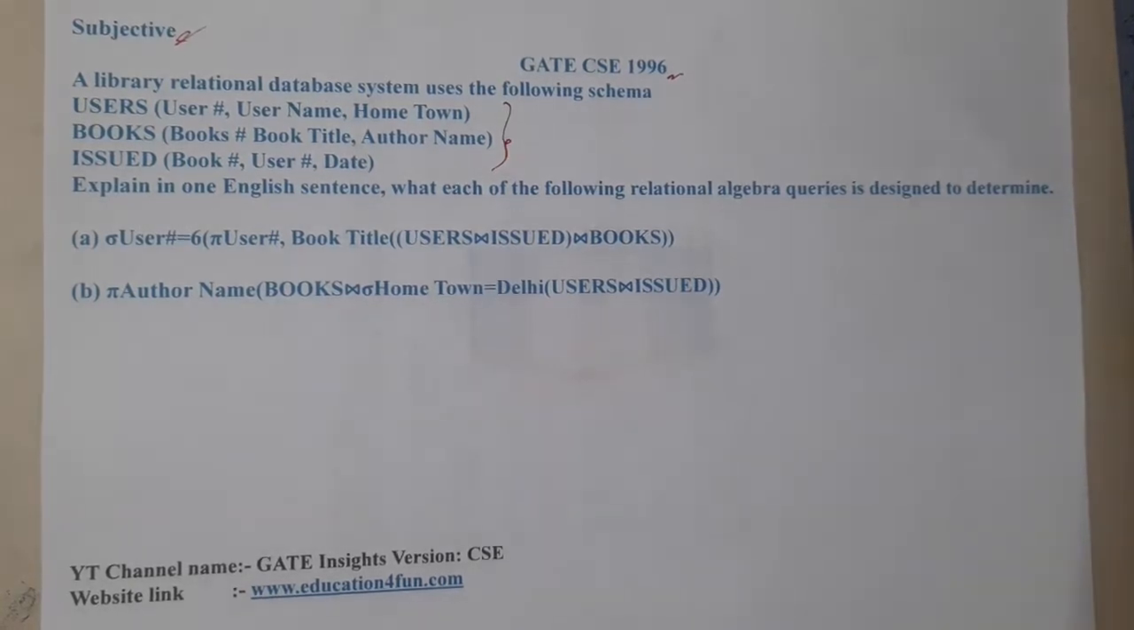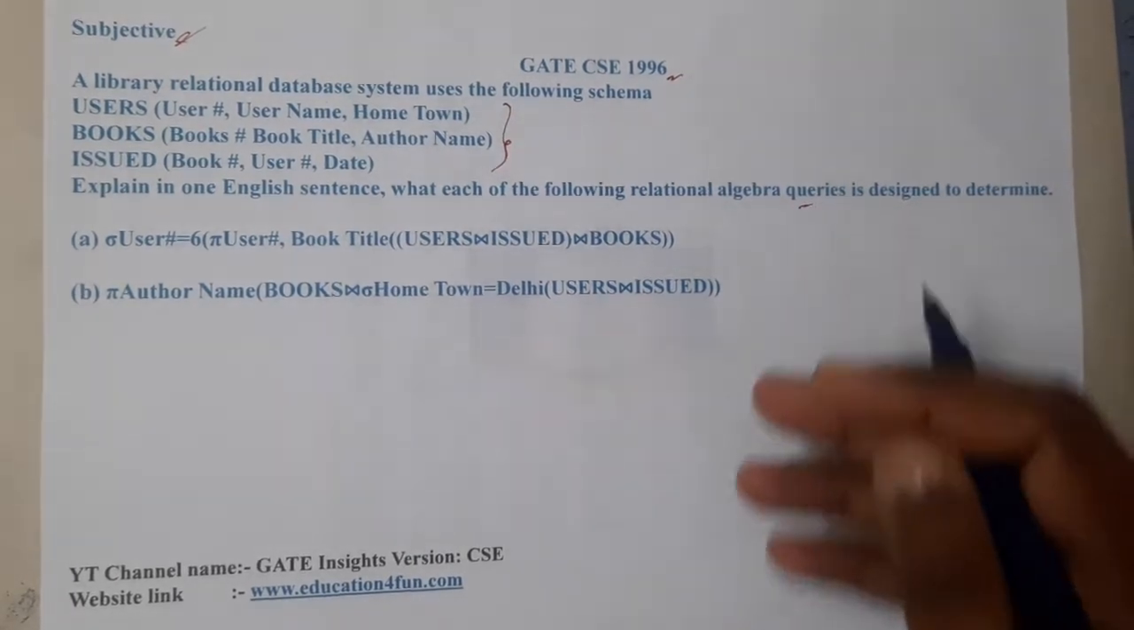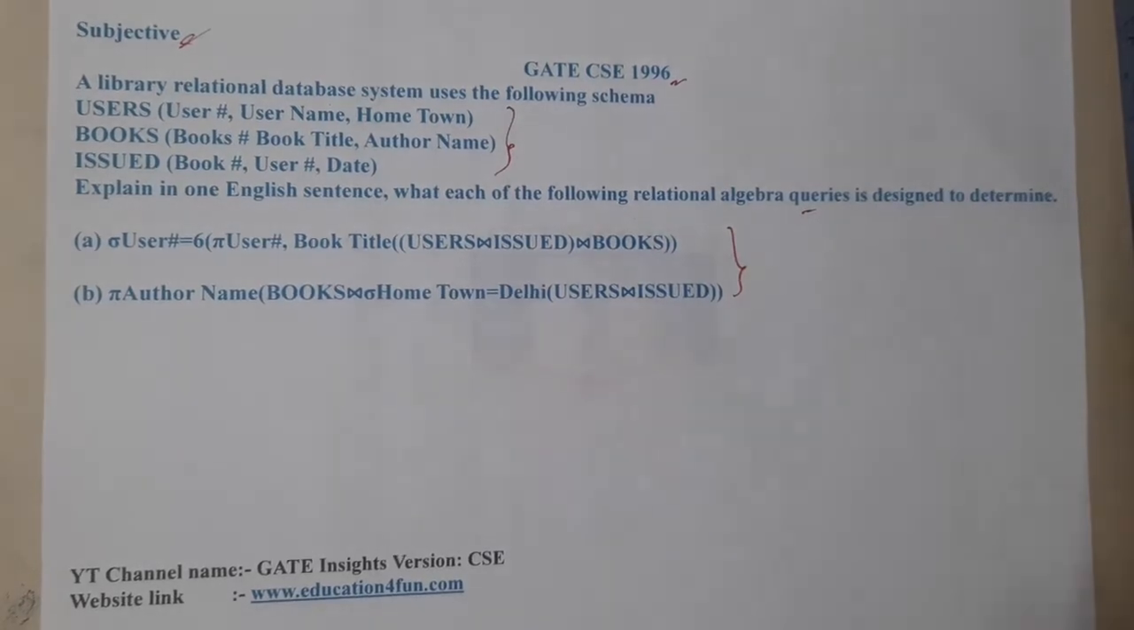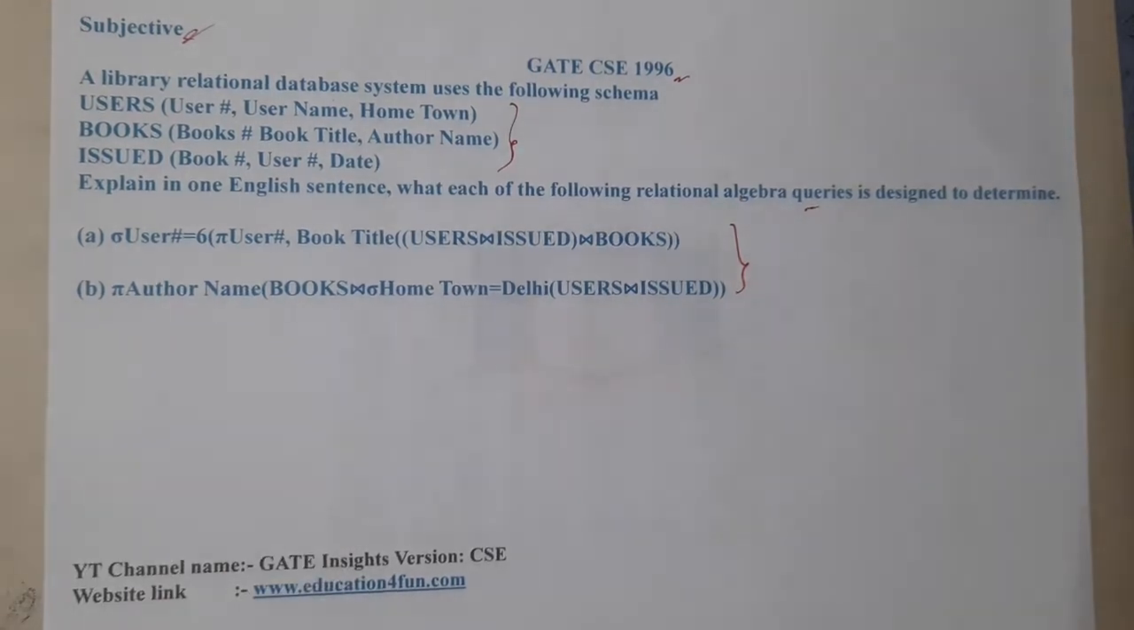Now what they are asking is to explain in one English sentence what each of the following relational algebra queries is doing. So what they are exactly asking is what these statements are performing, and that is what we want to write in English. So this is a reverse process. Let us observe the first question.